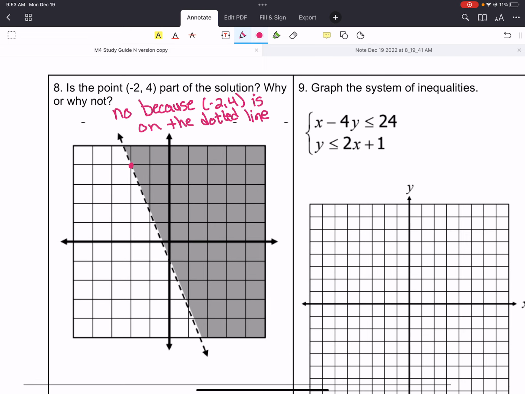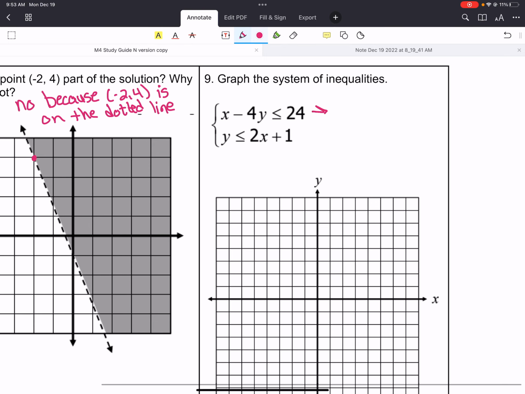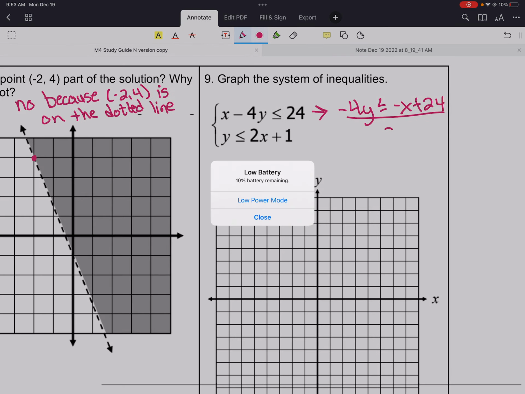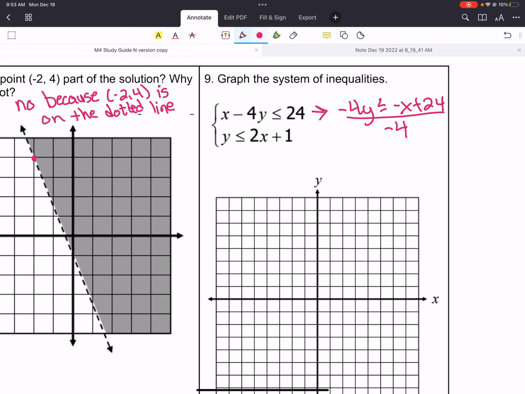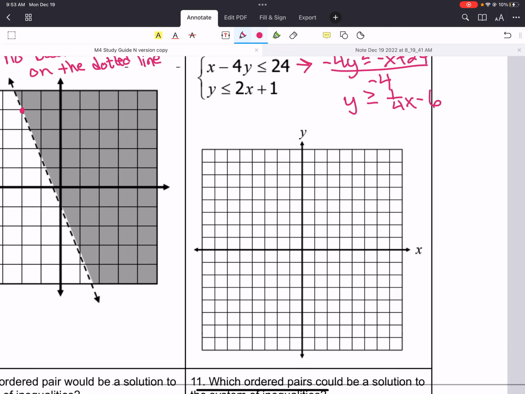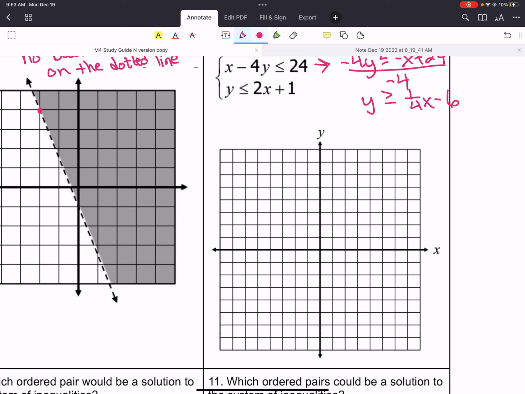Number 9, graph the system of inequalities. In order to graph, we need to rewrite this top one in slope-intercept form. So negative 4y is less than or equal to negative x plus 24. Divide by negative 4. So y, flip your sign, is greater than or equal to 1/4 x minus 6. So I'm going to go down here to minus 6. Go up 1, right 4, or down 1, left 4.